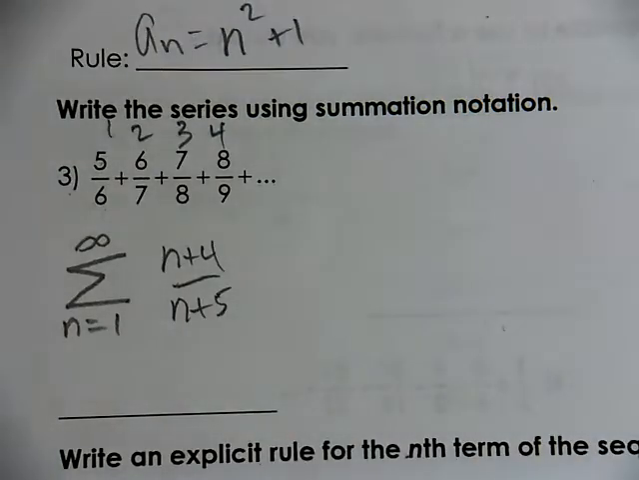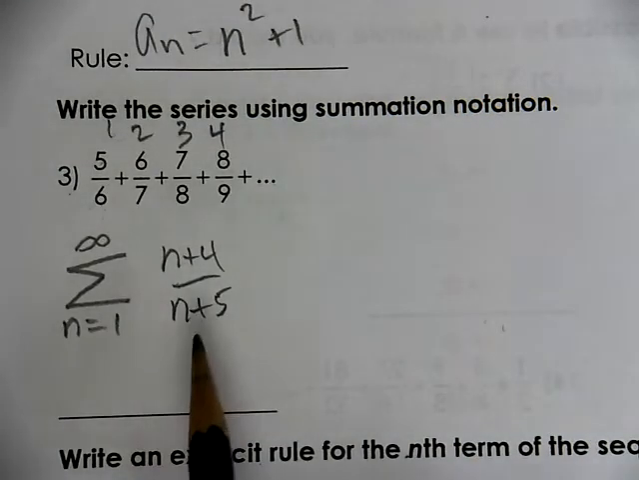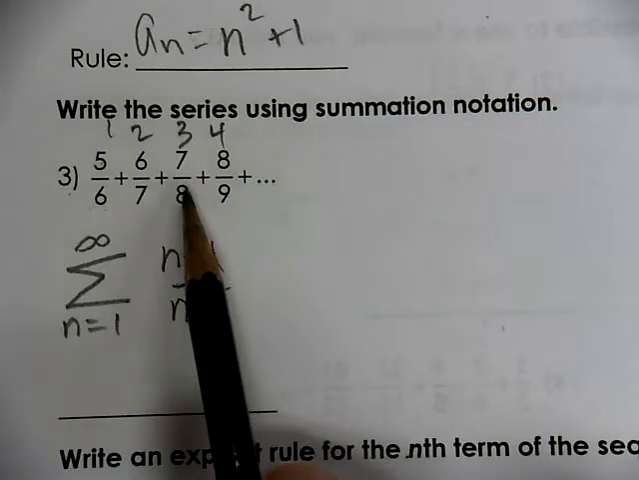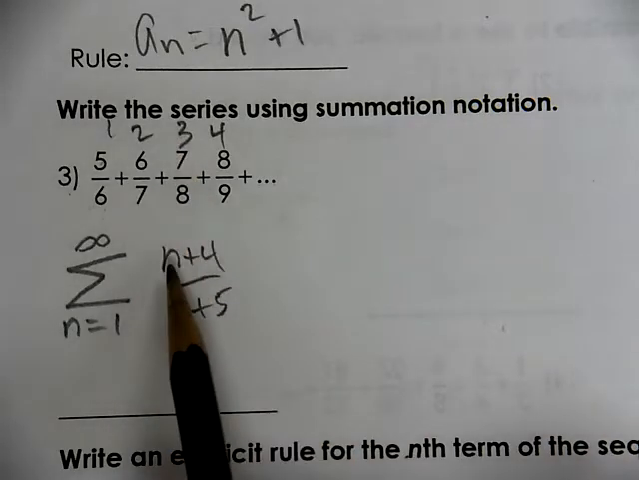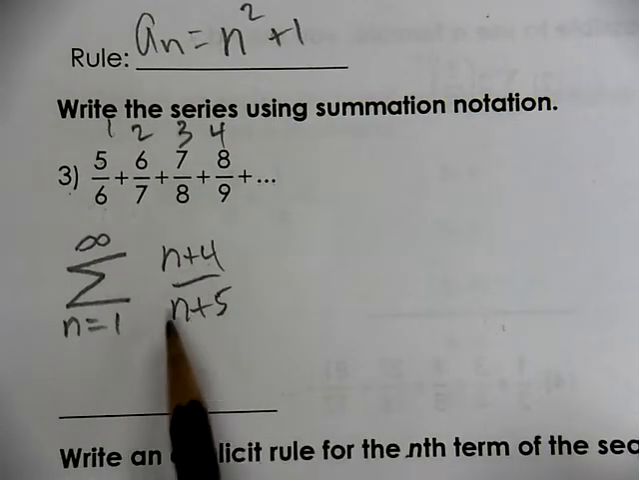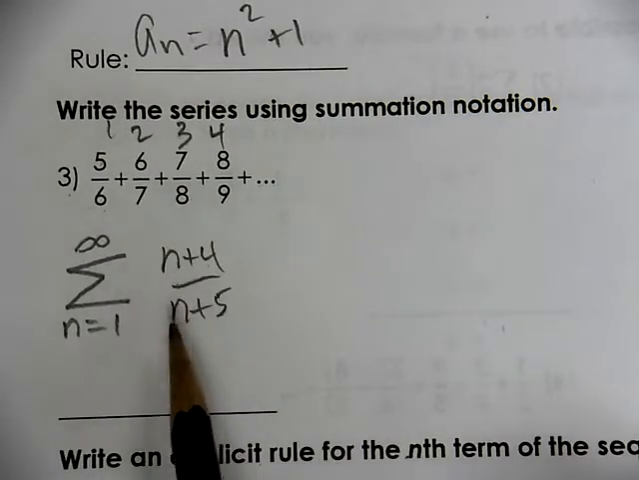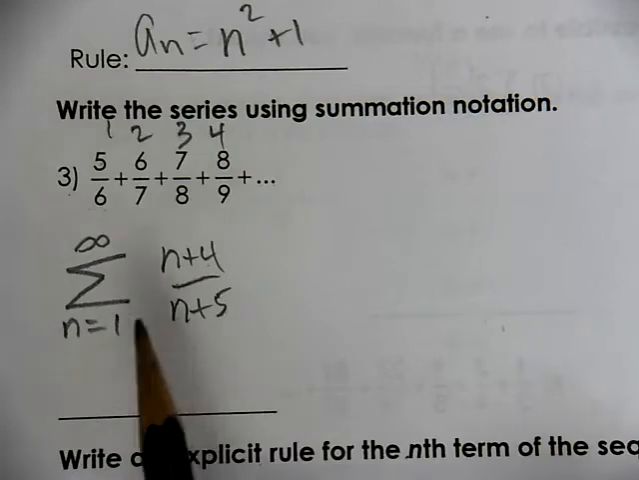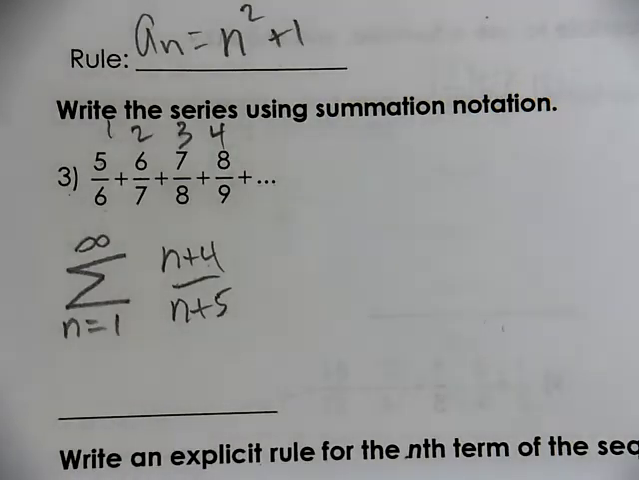Now whenever you have your rule, you should be able to test it. I want the third position, so that means I plug in a 3 for n. 3 plus 4 gives me 7. 3 plus 5 gives me 8. So that's my summation notation.